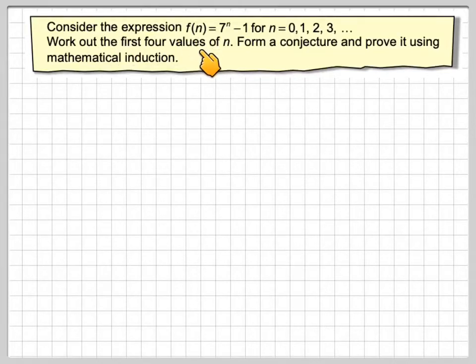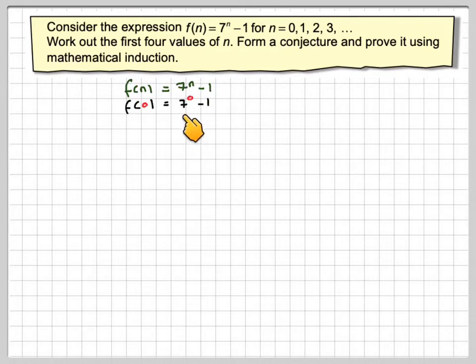Consider the expression f of n is equal to 7 to the n minus 1 for n is equal to 0, 1, 2, 3. Work out the first four values of n, form a conjecture, and prove it using mathematical induction. So f of n is 7 to the n minus 1.